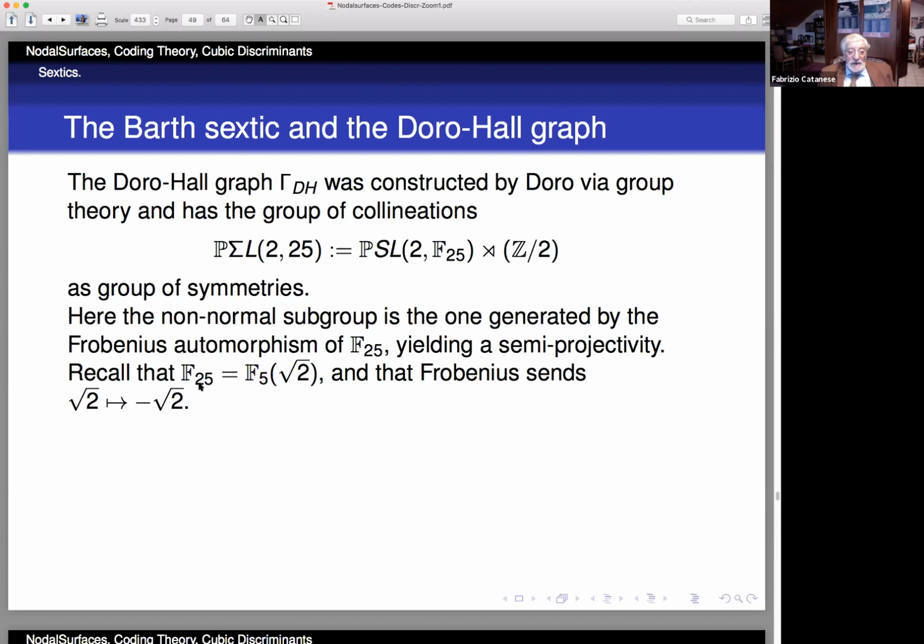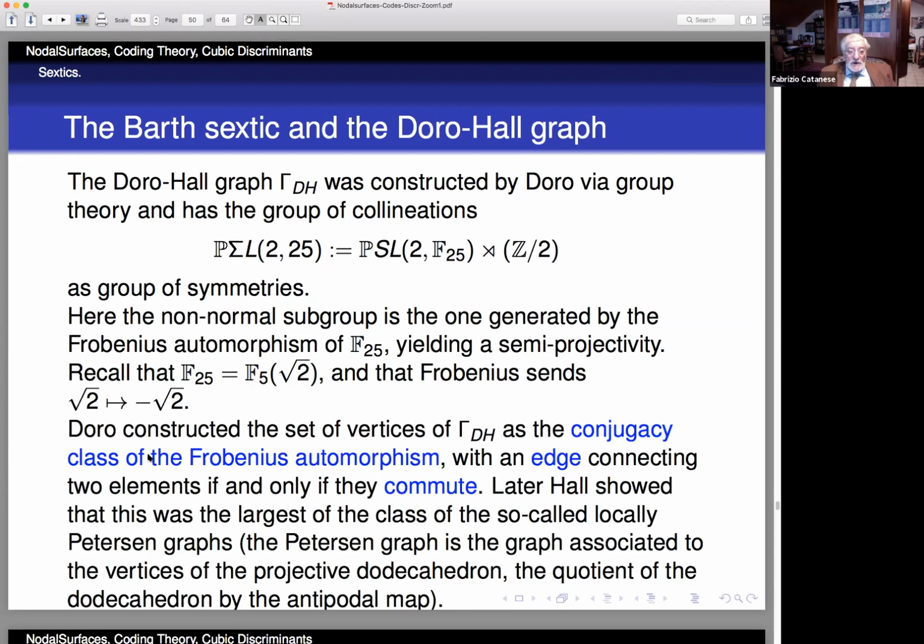Recall that F25 is obtained from the field with 5 elements by adjoining the square root of 2, and Frobenius sends the square root of 2 to minus square root of 2. And Doro constructed the set of vertices as the conjugacy class of the Frobenius automorphism, with an edge connecting two elements if and only if these two elements commute. And Hall later showed that this was the large class of the so-called locally Petersen graphs. And here I repeat, the Petersen graph is the graph associated to the vertices of the projective dodecahedron, the quotient of the dodecahedron by the antipodal map.